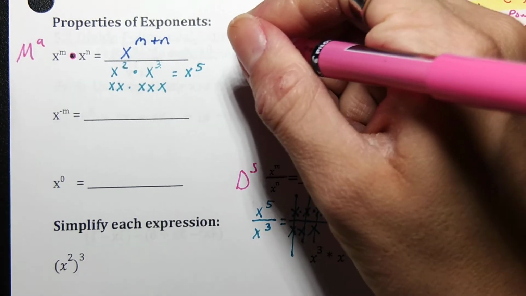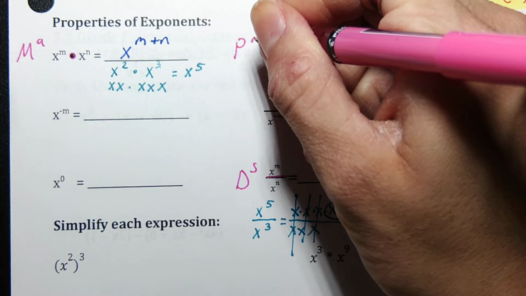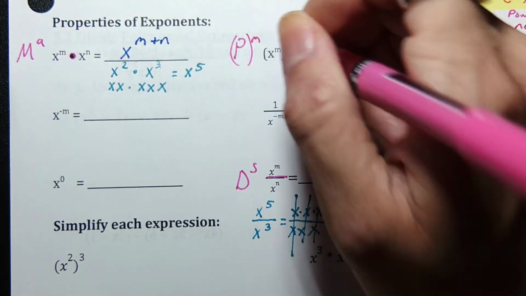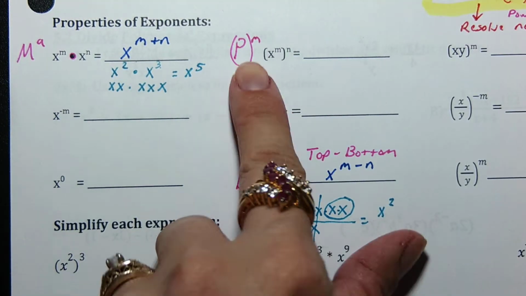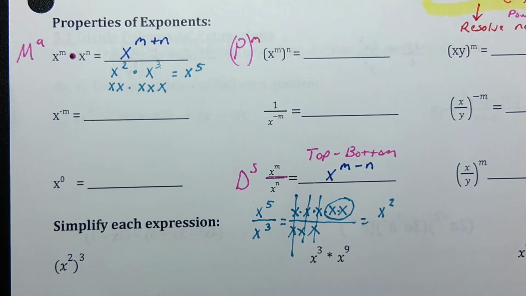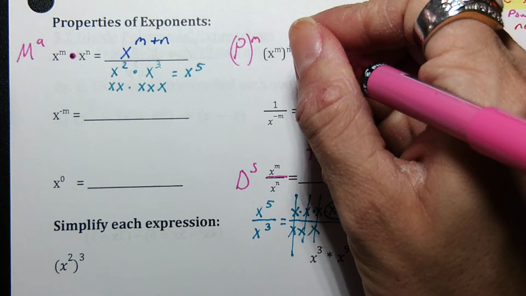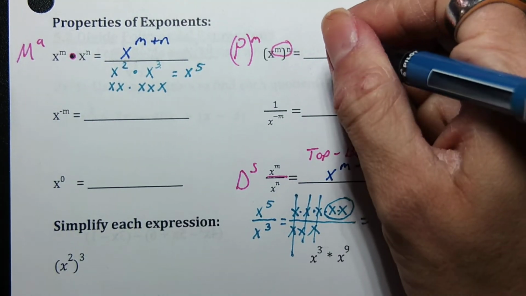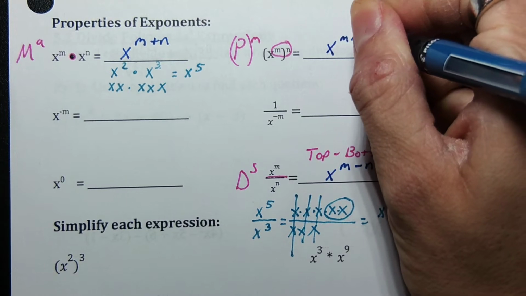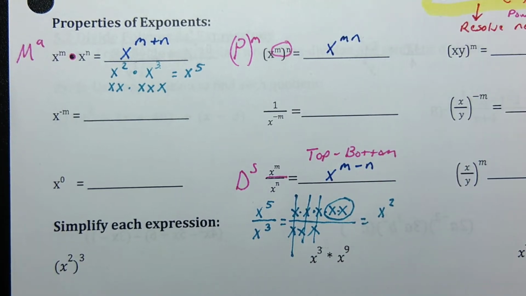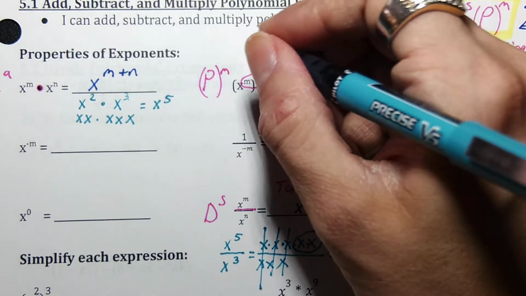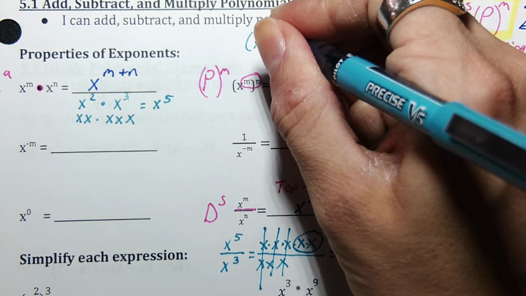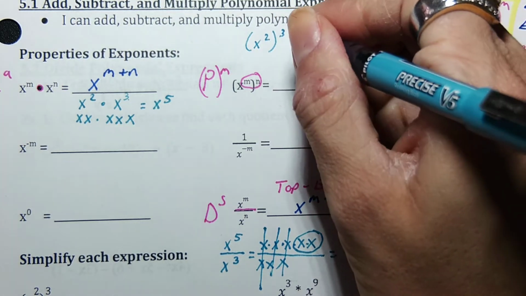This one would be an example of powering a power. We are powering up the base, so we are going to multiply the exponents. So if I have x to the m raised to the n, we're going to multiply those, which gives me x to the mn. Now an example of this would be if I had x squared cubed.